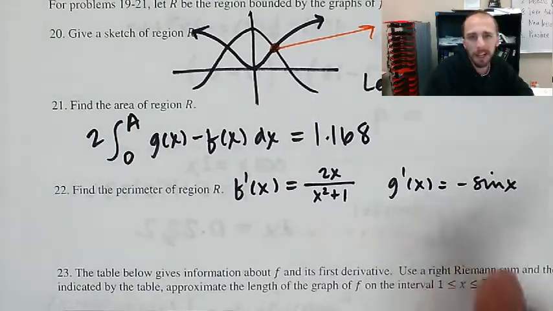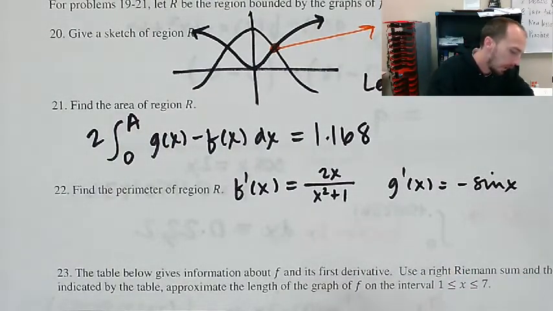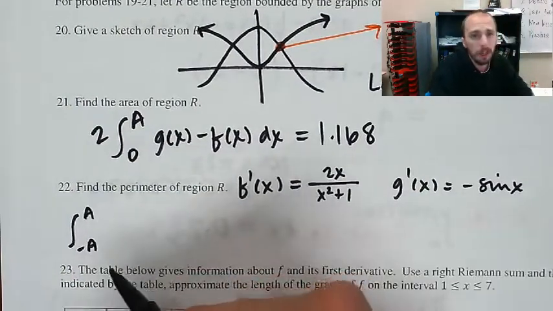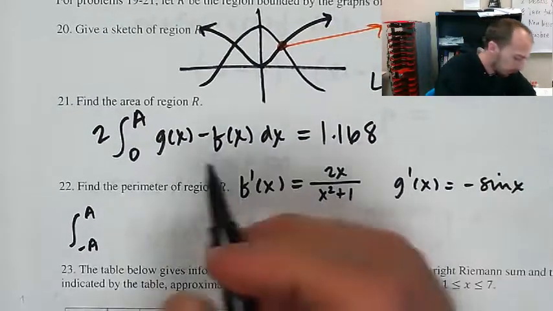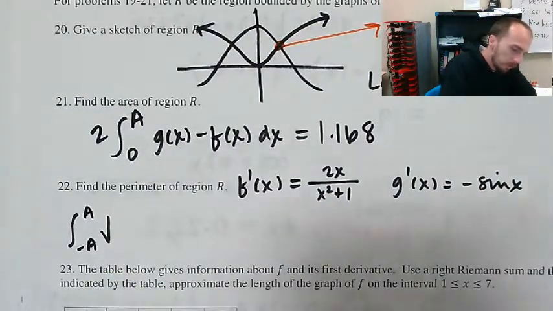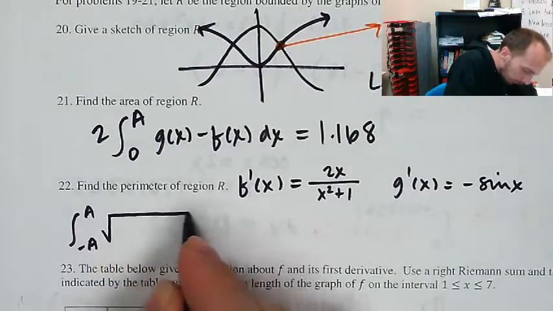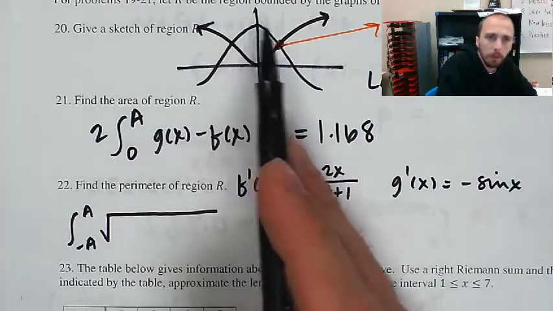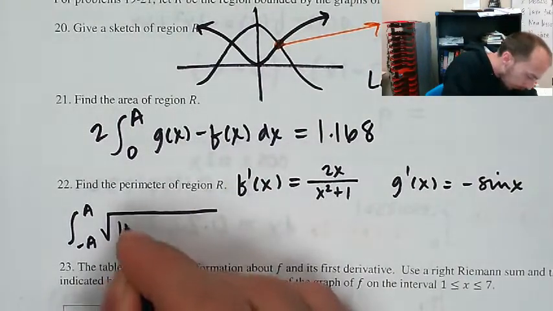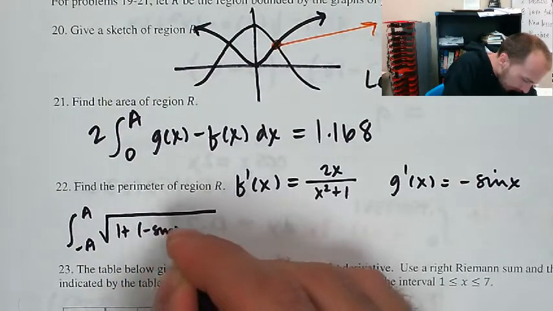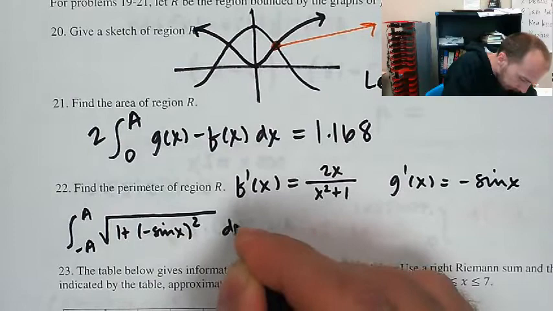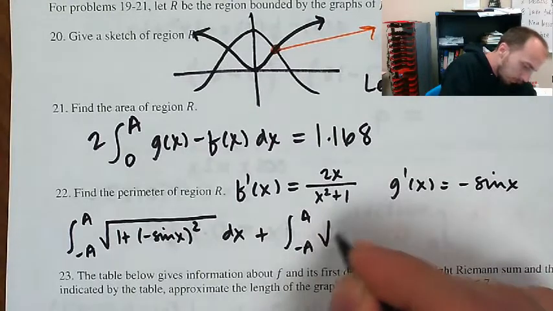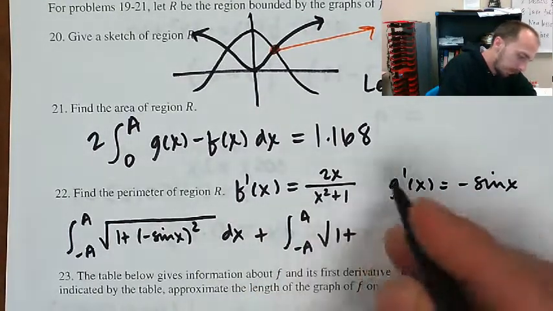Now that I've written down what these are, I'm going to integrate from negative a to a. Or you could do 0 to a and double it. I don't know which would be faster for the calculator. I'm just going to do the top portion of the curve, which is the curve y equals cosine x. So the integral of the square root of 1 plus negative sine x squared dx, plus the integral from negative a to a of the square root of 1 plus f prime of x squared.